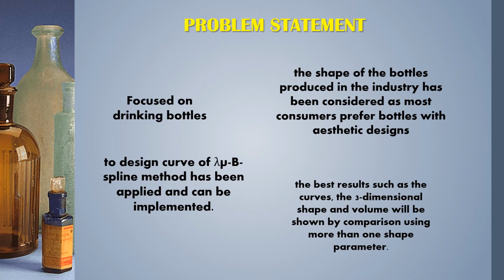To design a curve, various methods can be implemented. As it is known by many, designing a bottle is not easy, as the requirements of the user must be considered as well. To design the curve in this research, the Lambda Mu B-spline method has been applied. Then the best results, such as the curve, the three-dimensional shape, and the volume, will be shown by comparison using more than one shape parameter.